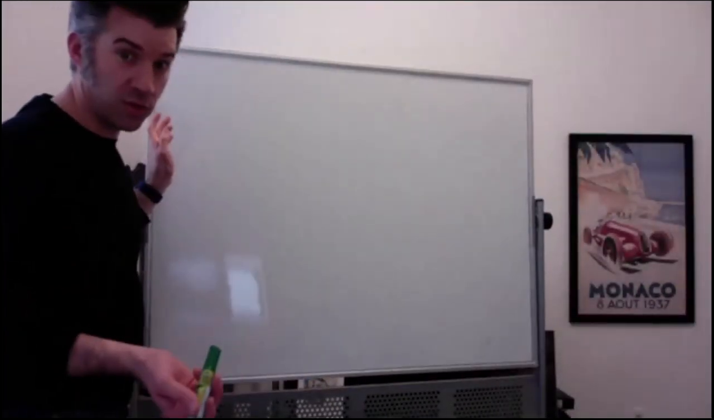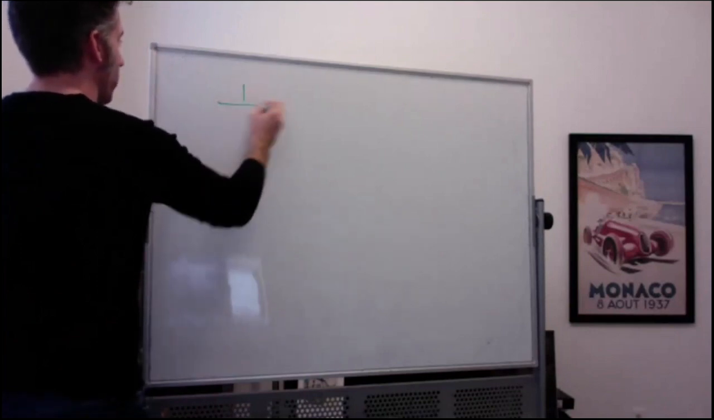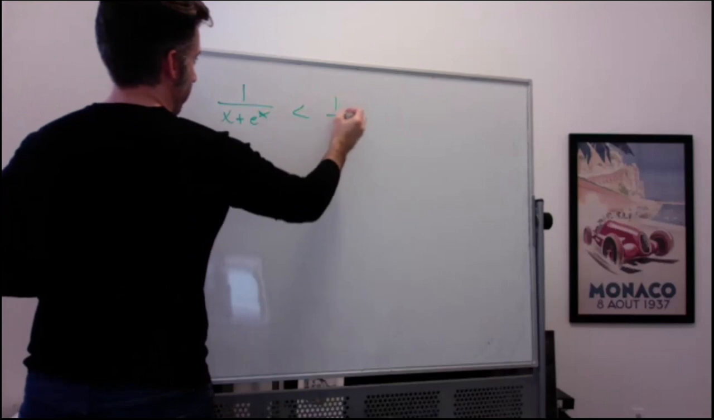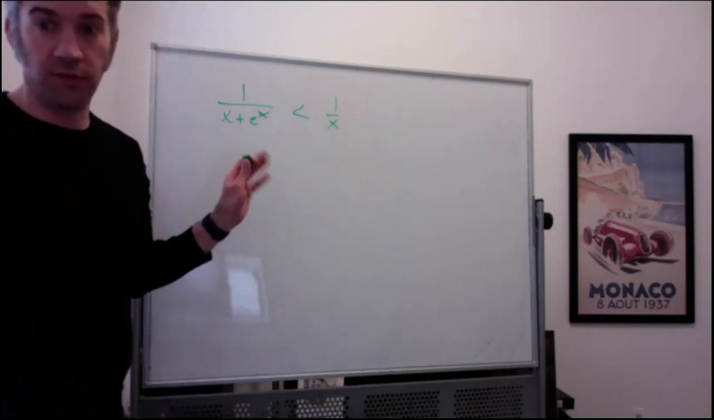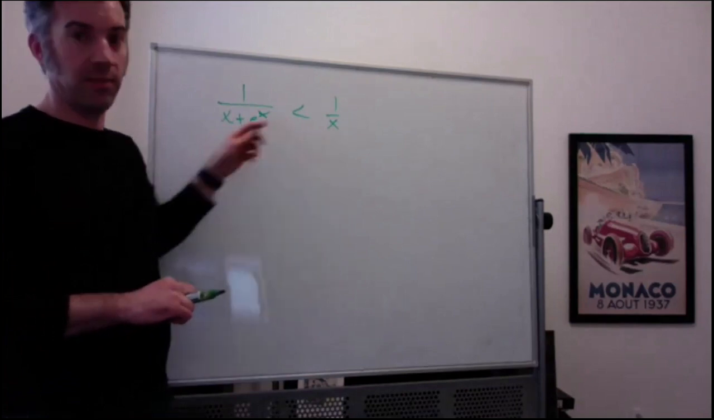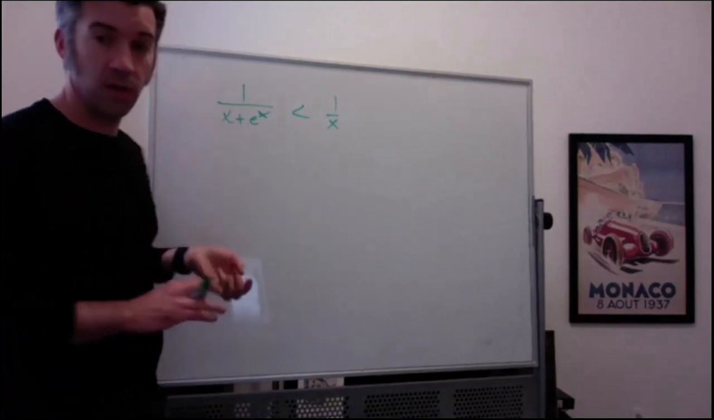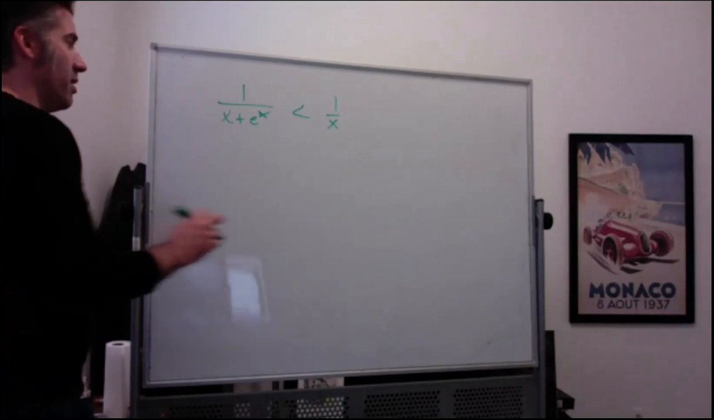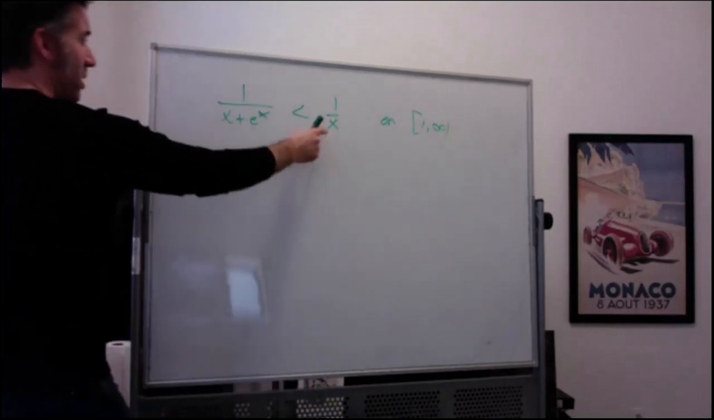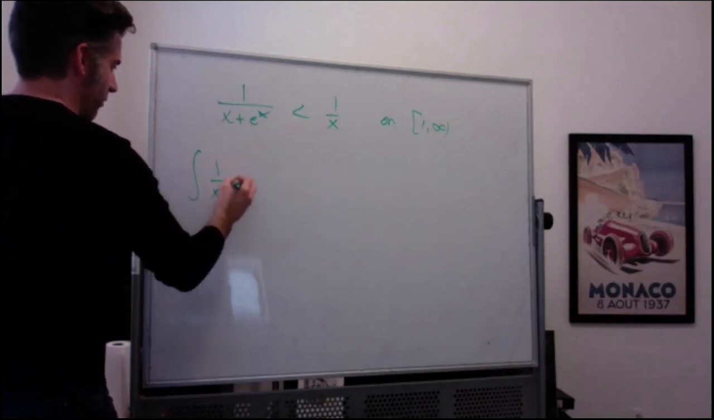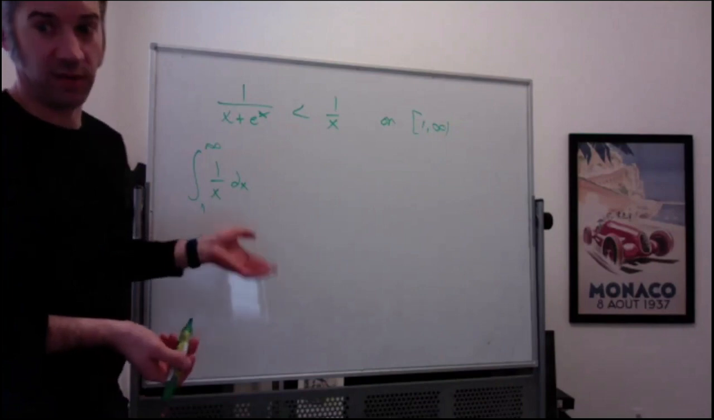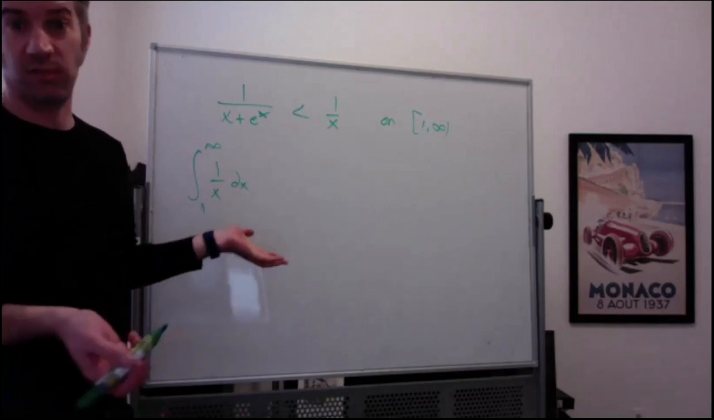It is also true that 1 over x plus e to the x is less than 1 over x. For sure true, for the same reasons. This denominator is larger, so this fraction is smaller. All right? So then, at least on the interval from 1 to infinity, we've done this one a few times. If this diverges, we know it diverges by the p-test.